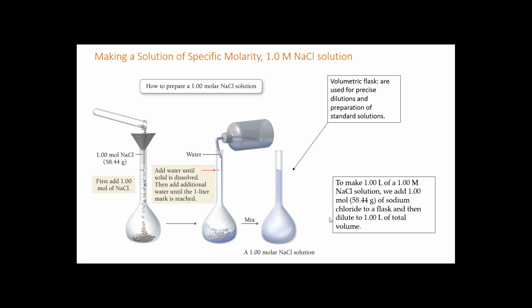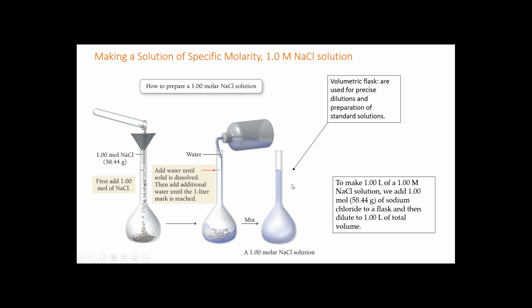So how do you prepare a 1 molar sodium chloride solution? This is a very simple example of how we would prepare a 1 molar solution. We would get 1 mole of sodium chloride. 1 mole is equivalent to 58.44 grams. So we would weigh out 58.44 grams of sodium chloride. We would add it to a volumetric flask. This is a volumetric flask. This allows us to make solutions as precise as possible.